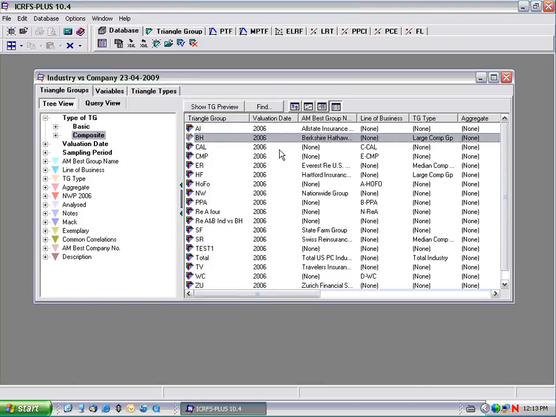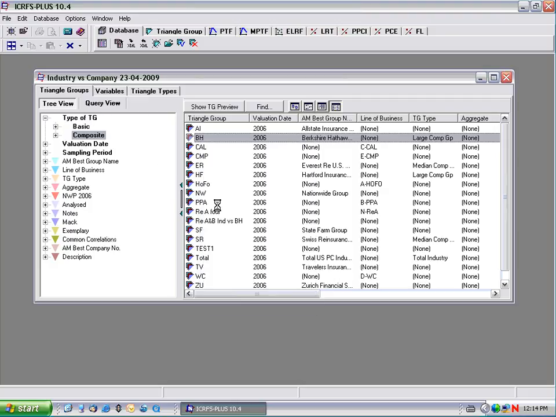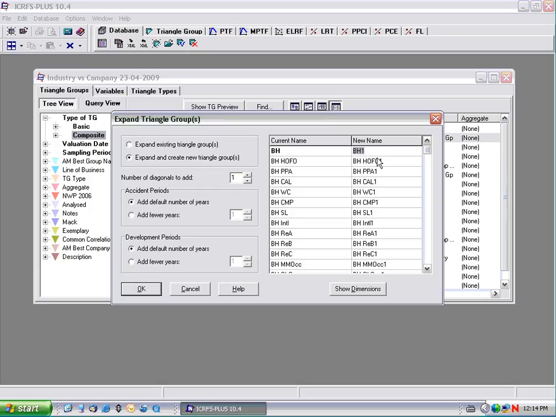I'm just going to go to Berkshire Hathaway, and suppose 1 year has passed and you've got an additional diagonal worth of data. That additional data can be imported automatically using comp scripts into the system, and then the whole composite triangle group updated automatically. But let's do it manually, and the only part I'm not going to do manually is feeding the additional data. So you go to BH and expand the composite, and obviously you expand all the basic triangle groups, each line of business contained in the composite. I'm only going to expand it 1 year.